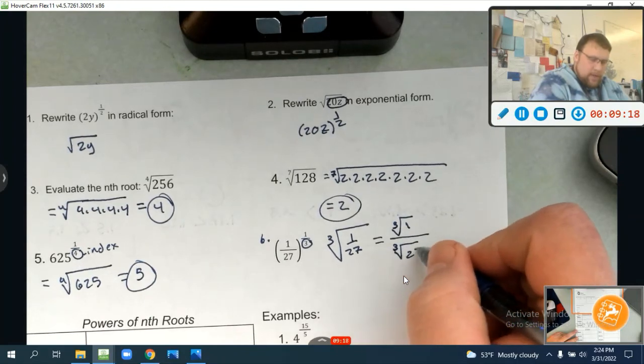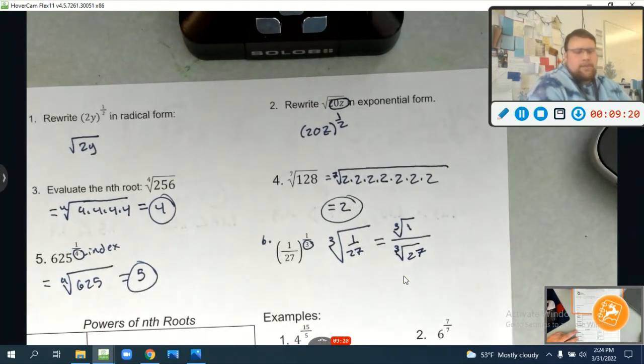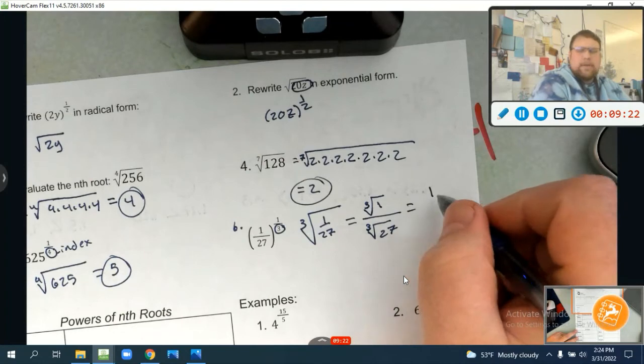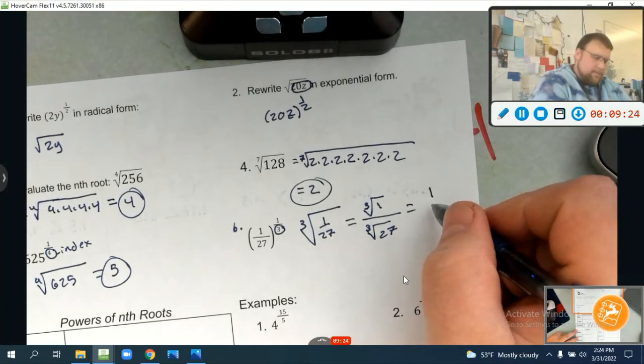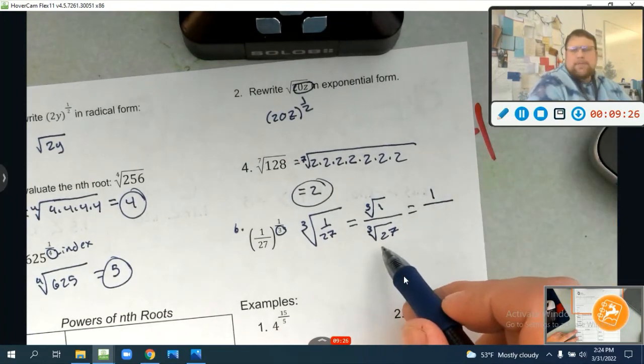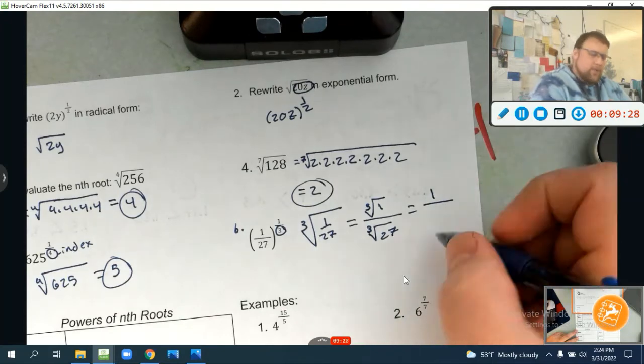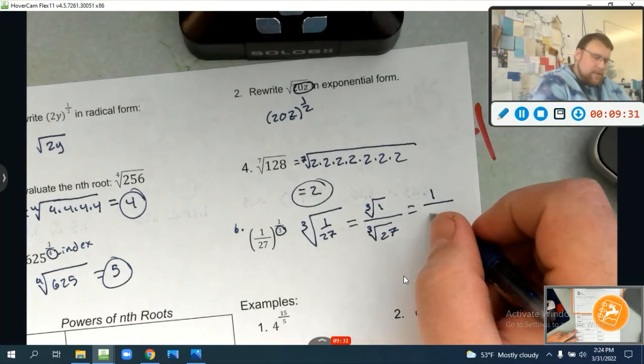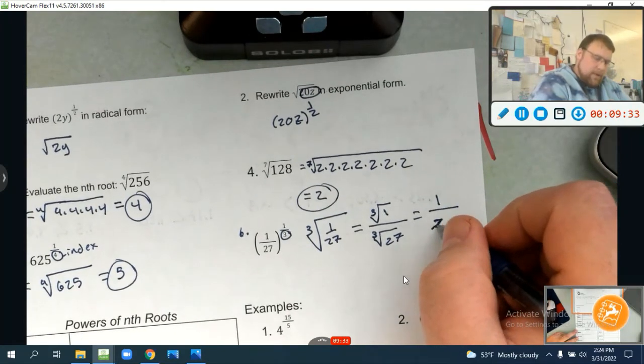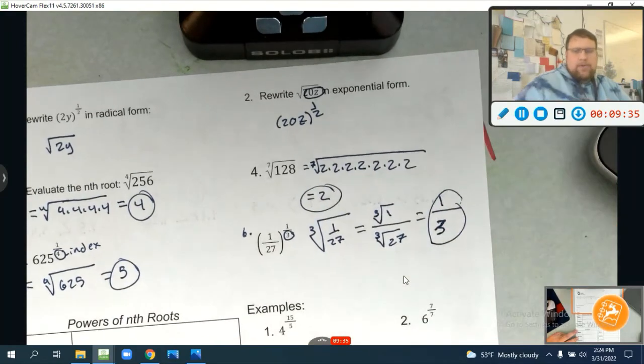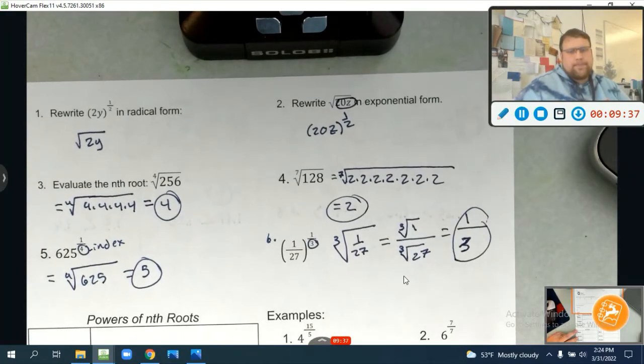Now, what times itself 3 times is 1? That's 1. 1 times 1 times 1 is 1. What number times itself 3 times is 27? Well, that's 3, because 3 times 3 times 3 is 27. So this would be 1/3. But that was a terrible 3. It should be 1/3. Awesome. Some good examples there.